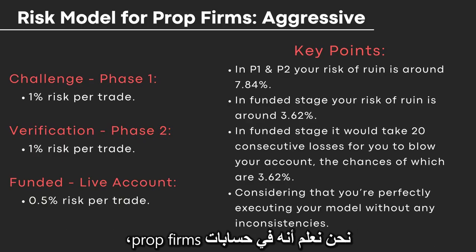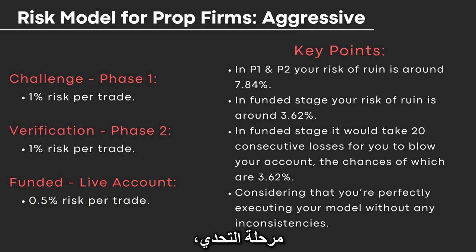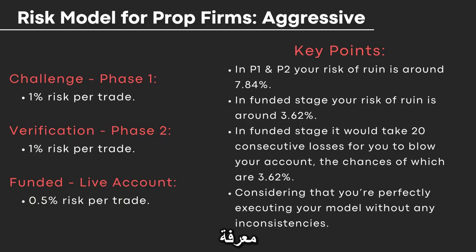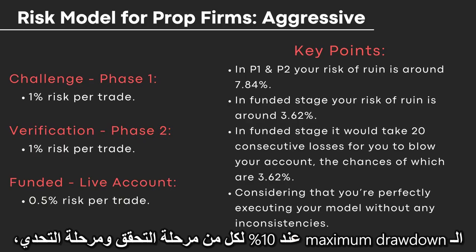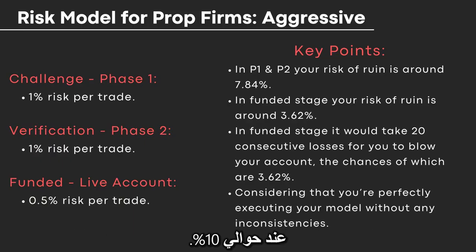We know that in prop firm accounts, we first of all have to go through phase one, the challenge phase, and the verification phase, which is phase two, before we get access to live capital. That's pretty common knowledge, right? Now, for the majority of prop firms, they've set the maximum drawdown at 10% for both the challenge phase and verification phase, as well as the funded stage, right? The maximum drawdown stays static at around 10%, right?